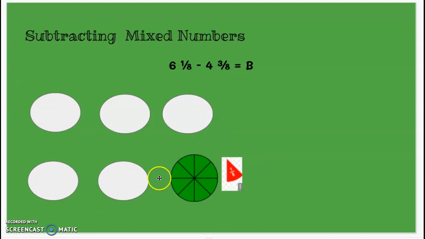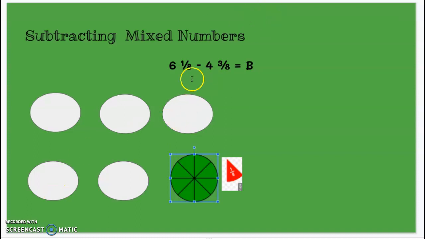I have my 6 wholes still, but I turned one of those wholes into eighths. So I really have, if you look, 1, 2, 3, 4, 5, and 9/8. Pause the video and make sure that your whiteboard looks like this before you continue. So now that it looks like this, I can now subtract.